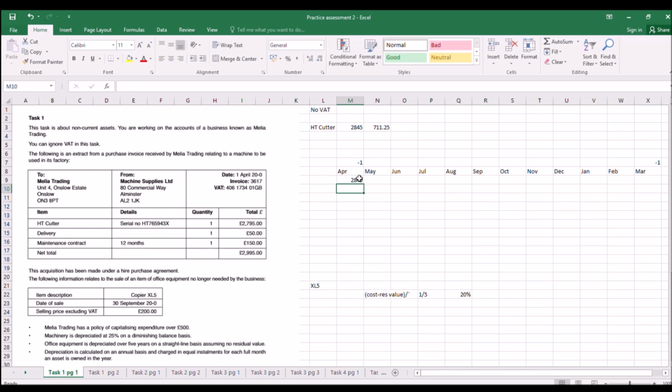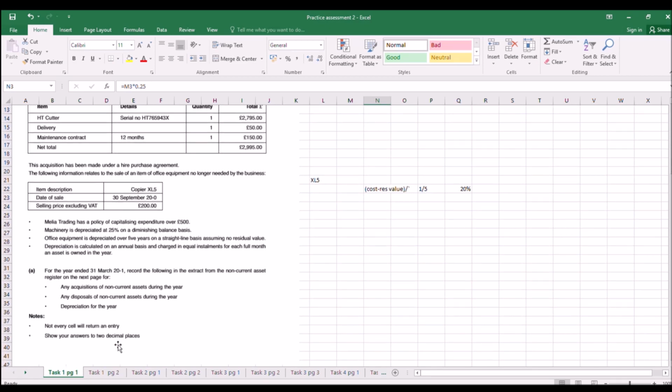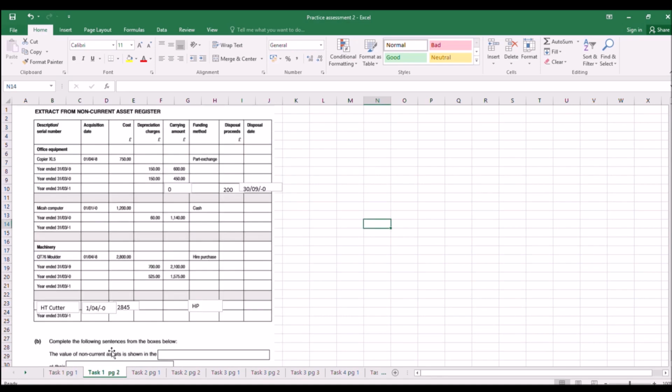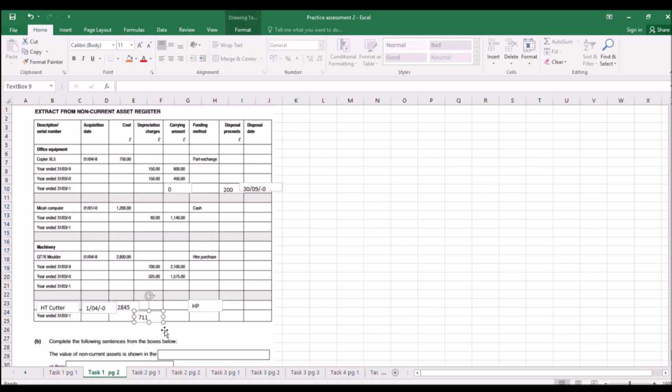2845. So we buy it here, so we've had all 12 months, because we buy it on the first of the month, so that's going to be the full amount that goes in there. Let's see, 2 decimal places, so we do go with those 2 decimal places in here. So let's do our depreciation of that purchase first. Our depreciation charge in that year is going to be 711.25 here, and our carrying amount therefore is going to be equal to 2845 minus this 711.25.